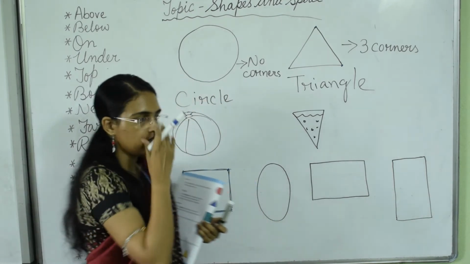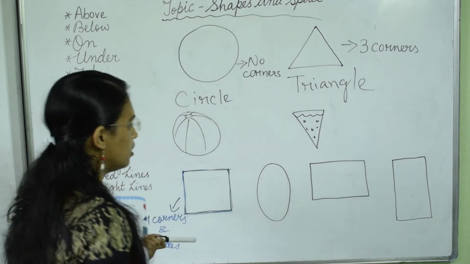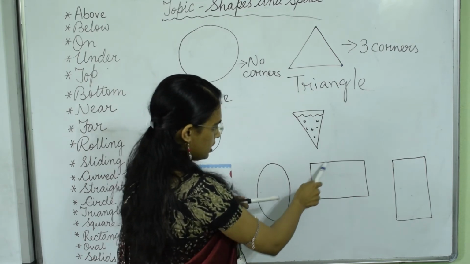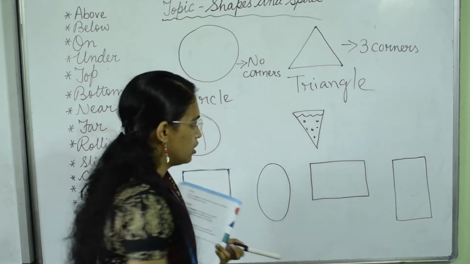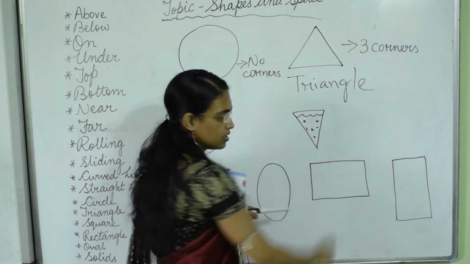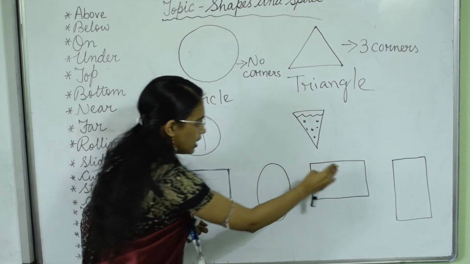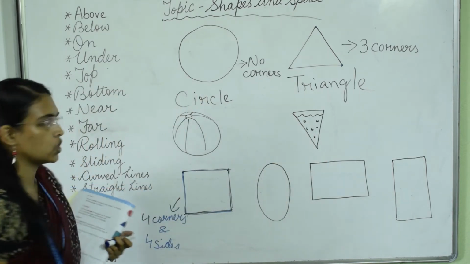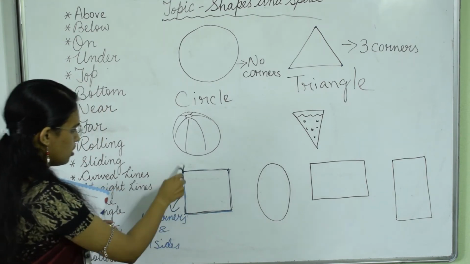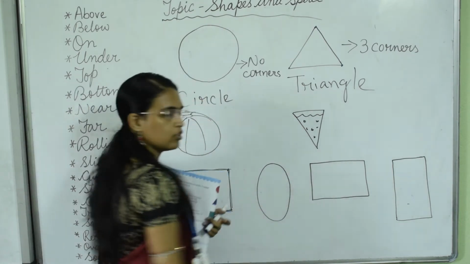but in a rectangle, which one is a rectangle? These two are rectangle shapes. In a rectangle, these 2 sides are equal and these 2 sides are equal, but all the 4 sides are not equal. The top line and the bottom line are equal, and the left side and right side are equal. Okay, so this is the difference between a square and a rectangle. They both have 4 corners and 4 sides, but in a square all sides are equal, but in a rectangle all sides are not equal.